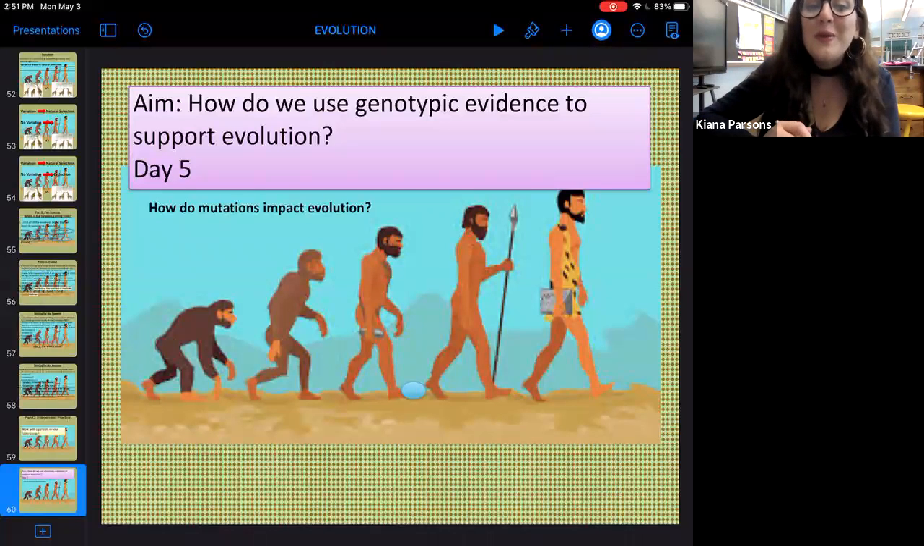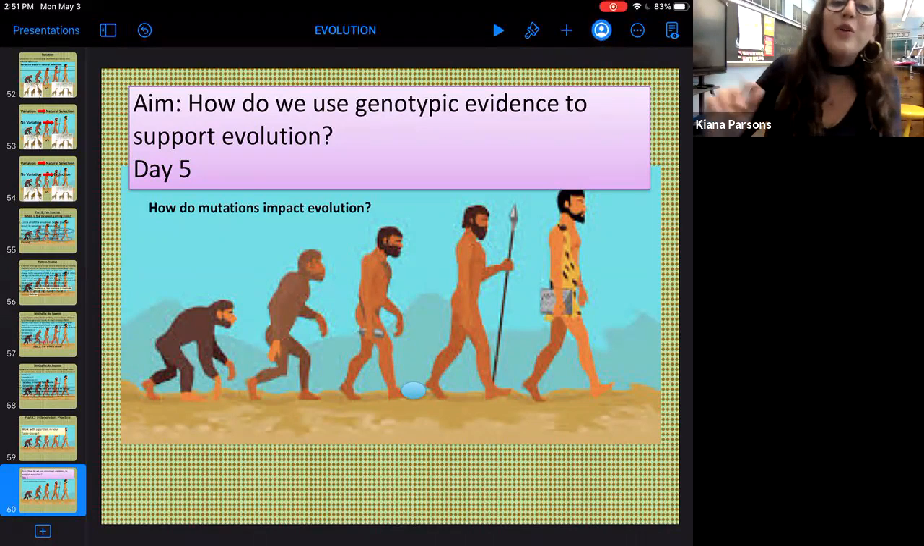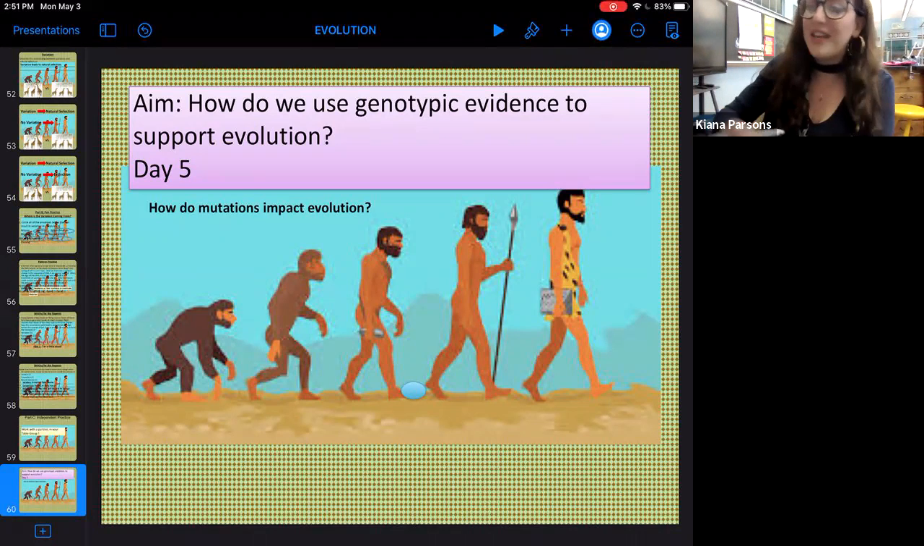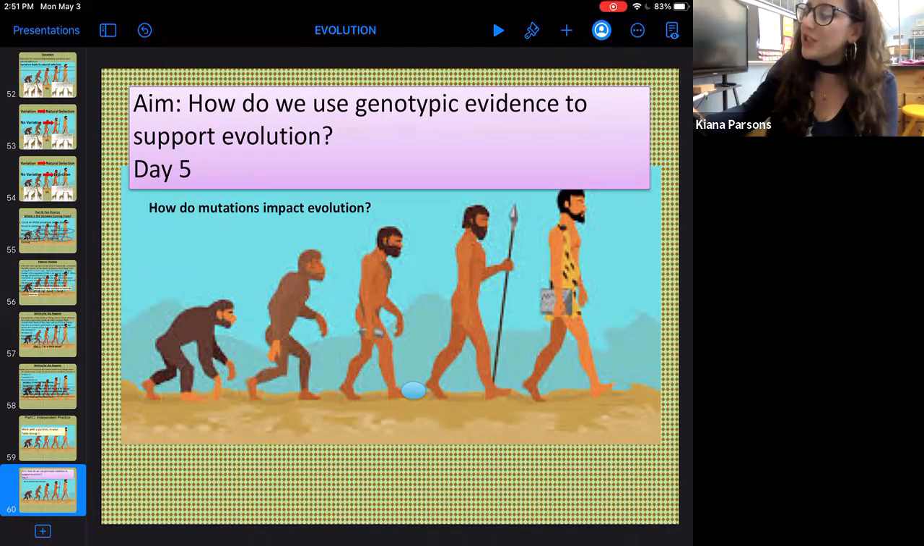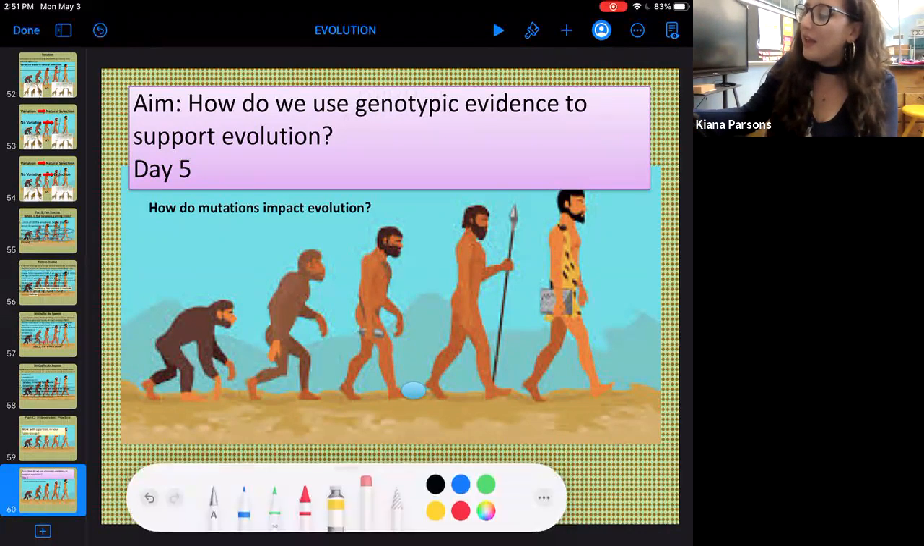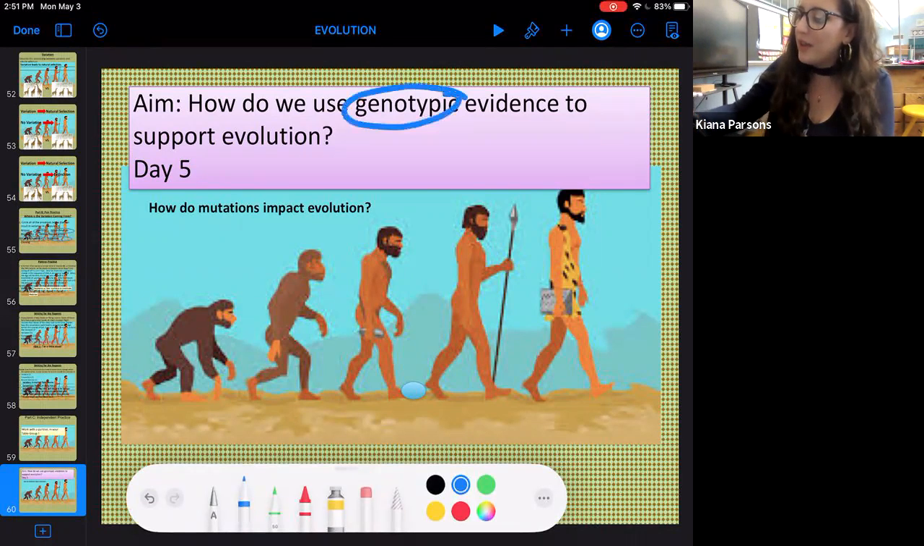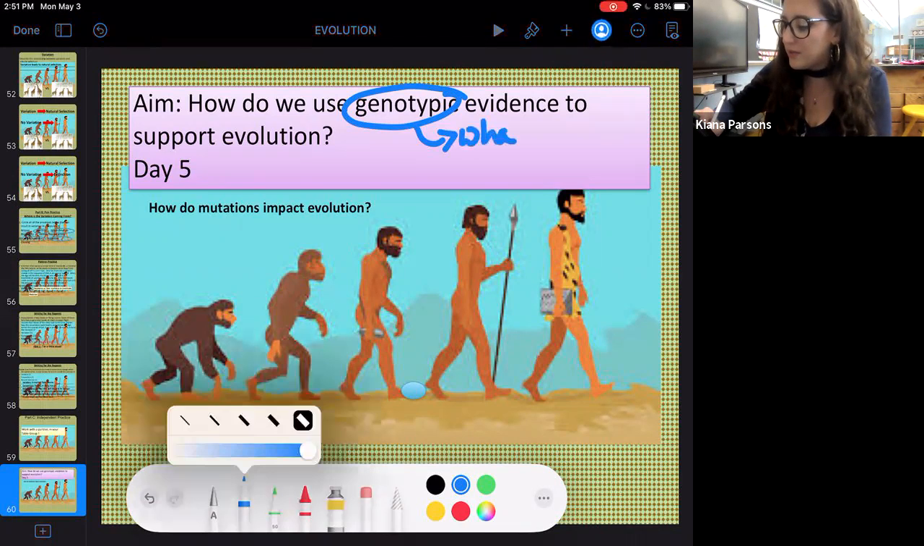Hello and welcome to Unit 8, Day 5, where today we're going to be talking about how do we use genotypic evidence to support evolution. And this word genotypic looks a little familiar, I hope. Like we've seen it before. So genotype is what's in your genes.